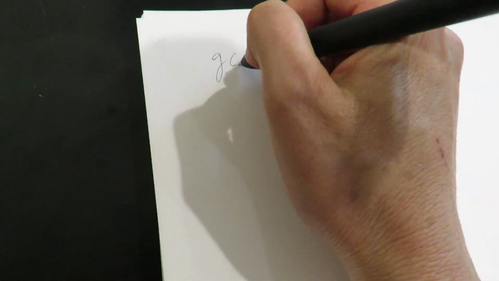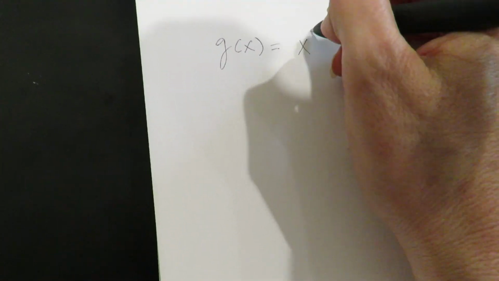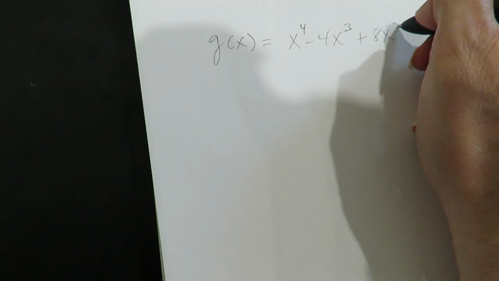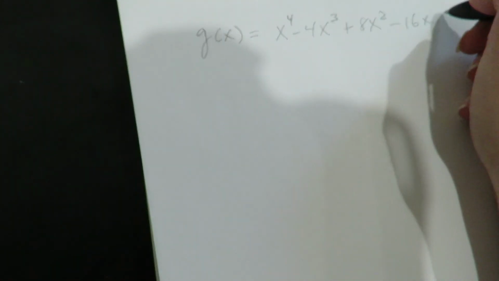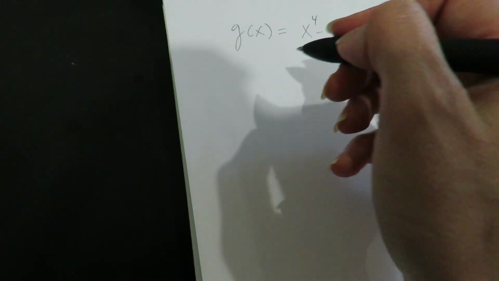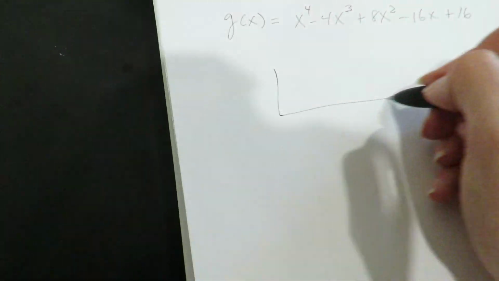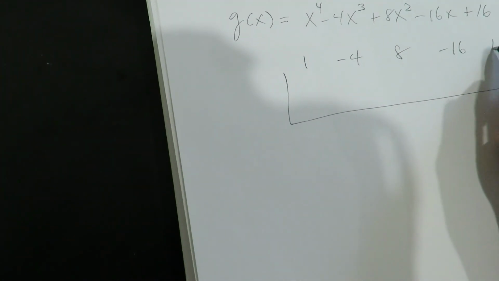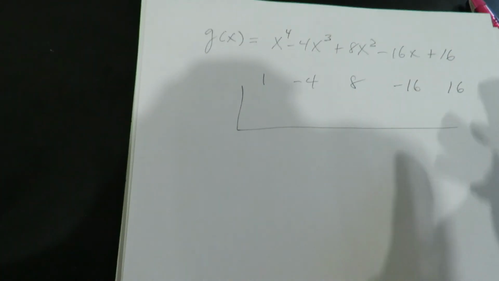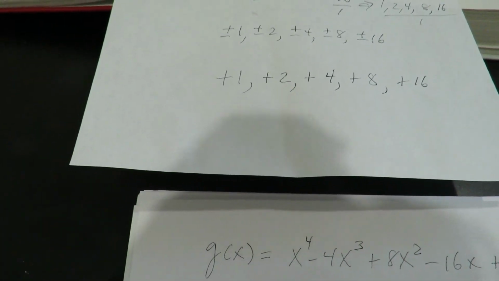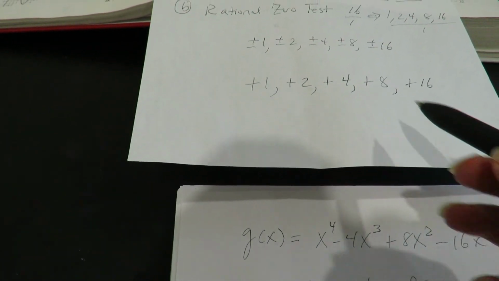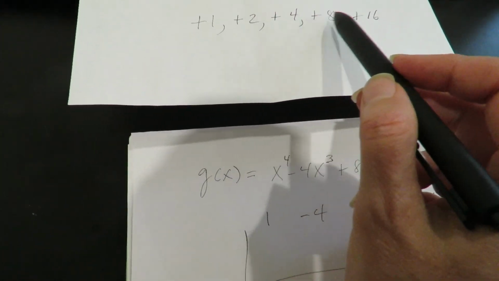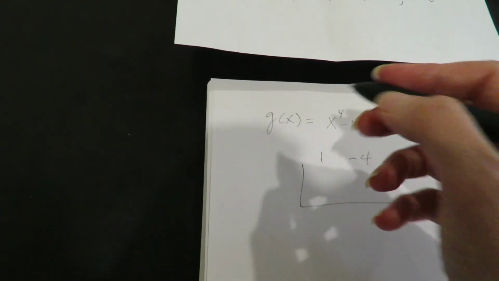Let me just write the function back at the top of the page. Okay, I tend to pick towards the middle. That's my technique. That doesn't have to be yours. So for me, I would go, I don't know, anywhere between a 2, 4, 8. I'm going to go with 4.